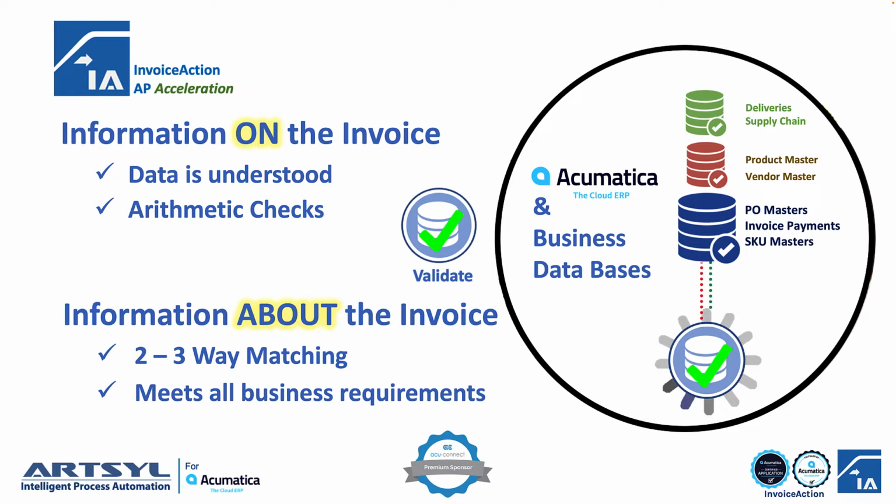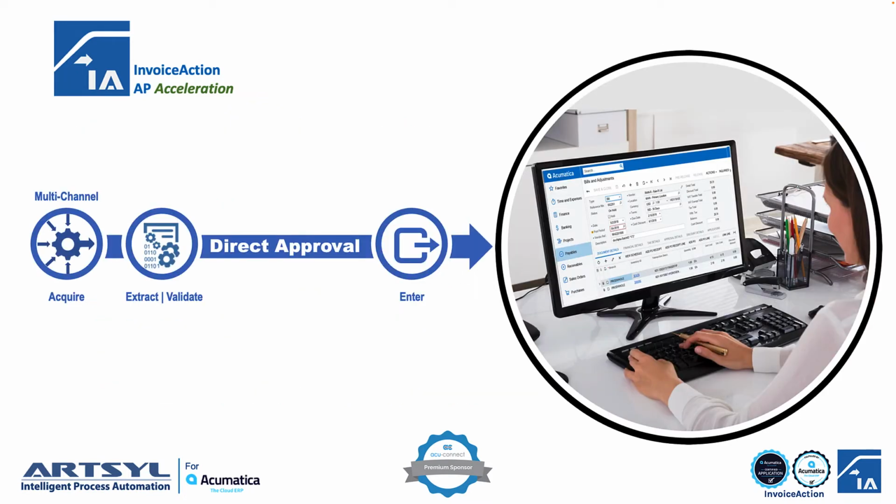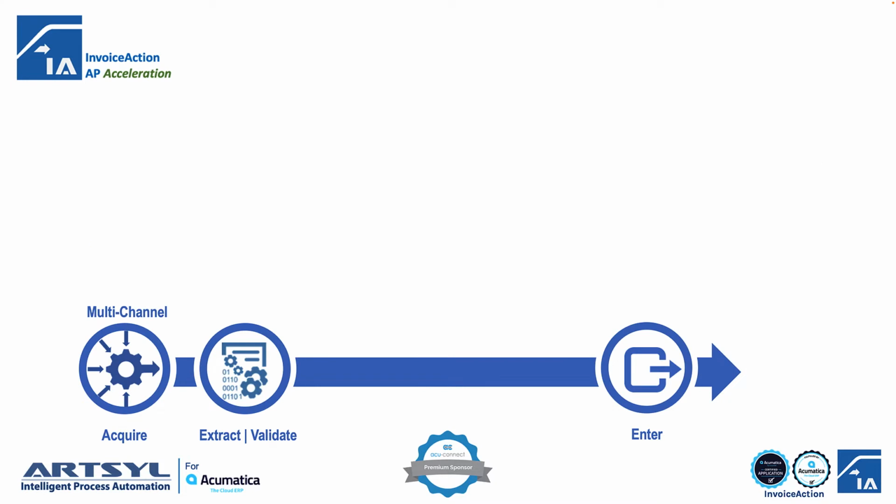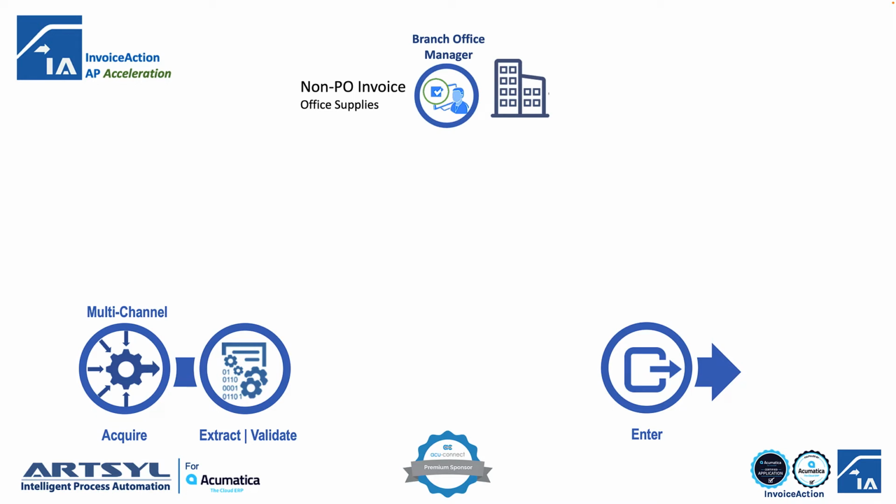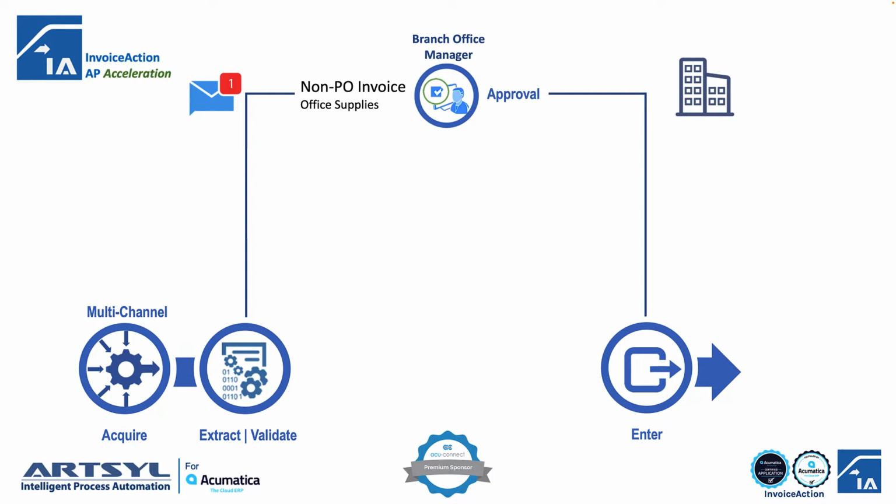And much more. If after validation there are no exceptions or required approvals, the invoice and data is entered into Acumatica. If there are approvals required or exceptions, notifications are sent out to approvers and invoice resolution clerks alerting them to take action. For example, a branch manager may need to approve an invoice for office supplies or maintenance that is not associated with a PO. A notification is sent to the branch manager, who can quickly respond with an approval or denial for payment.